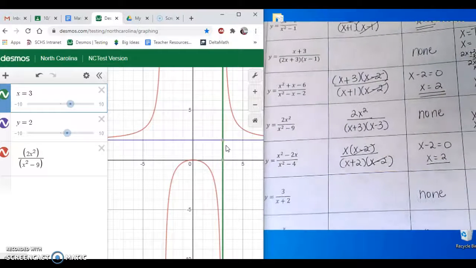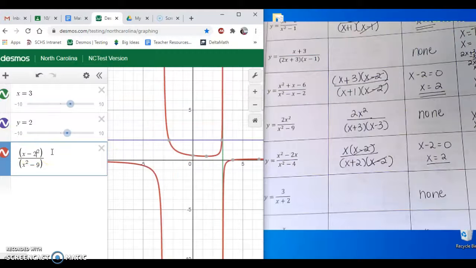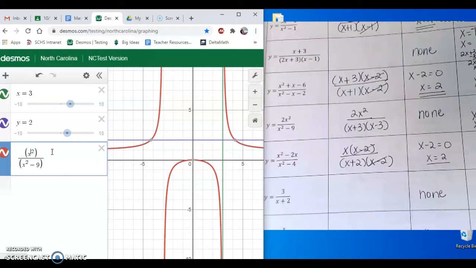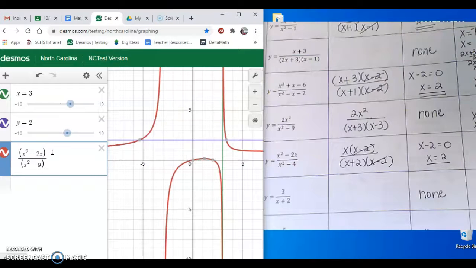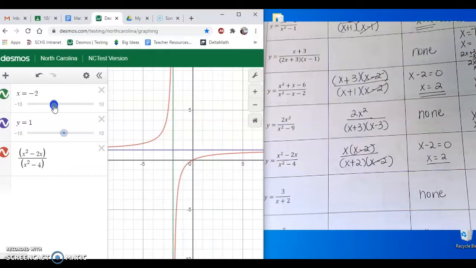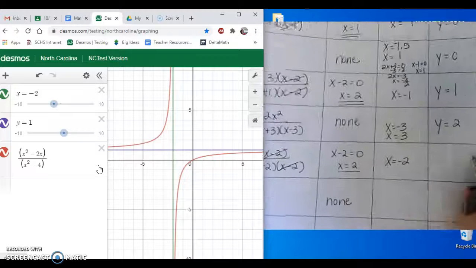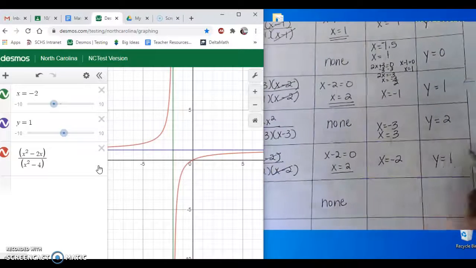On x squared minus 2x, alright, there it is. X squared minus 2x over x squared minus 4. Move that purple. It looks like it's around 1. Move the green that's over here negative something, maybe -2. So that looks like our vertical asymptote is x equals -2, and our horizontal is at y equals 1.